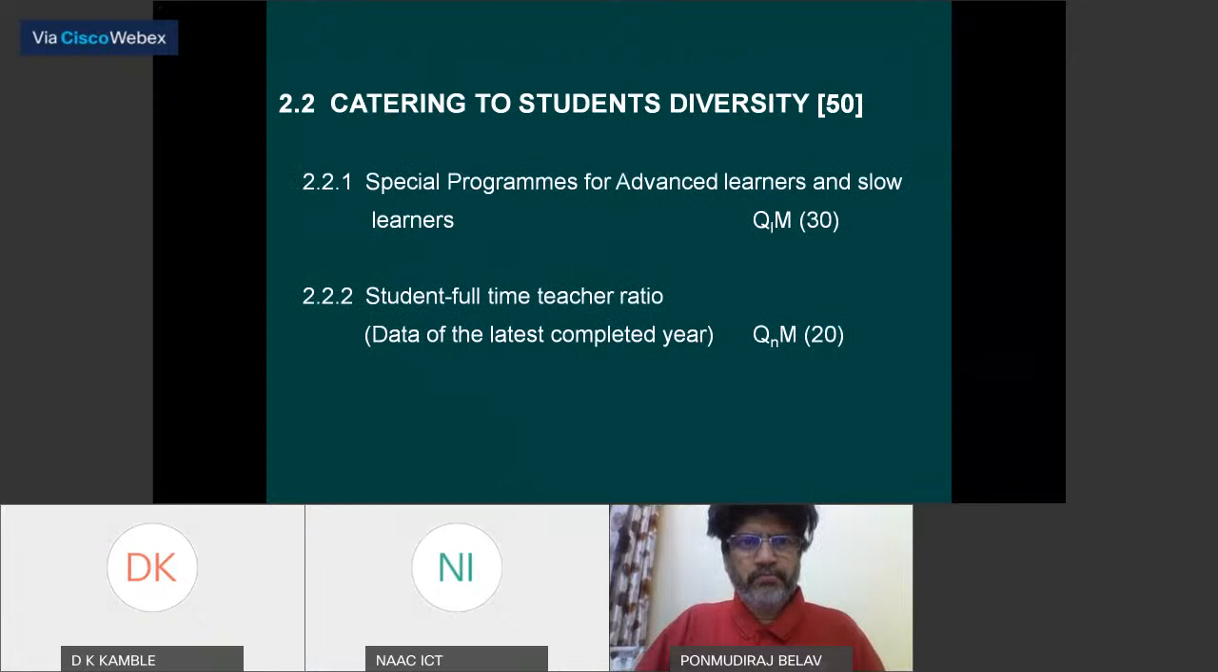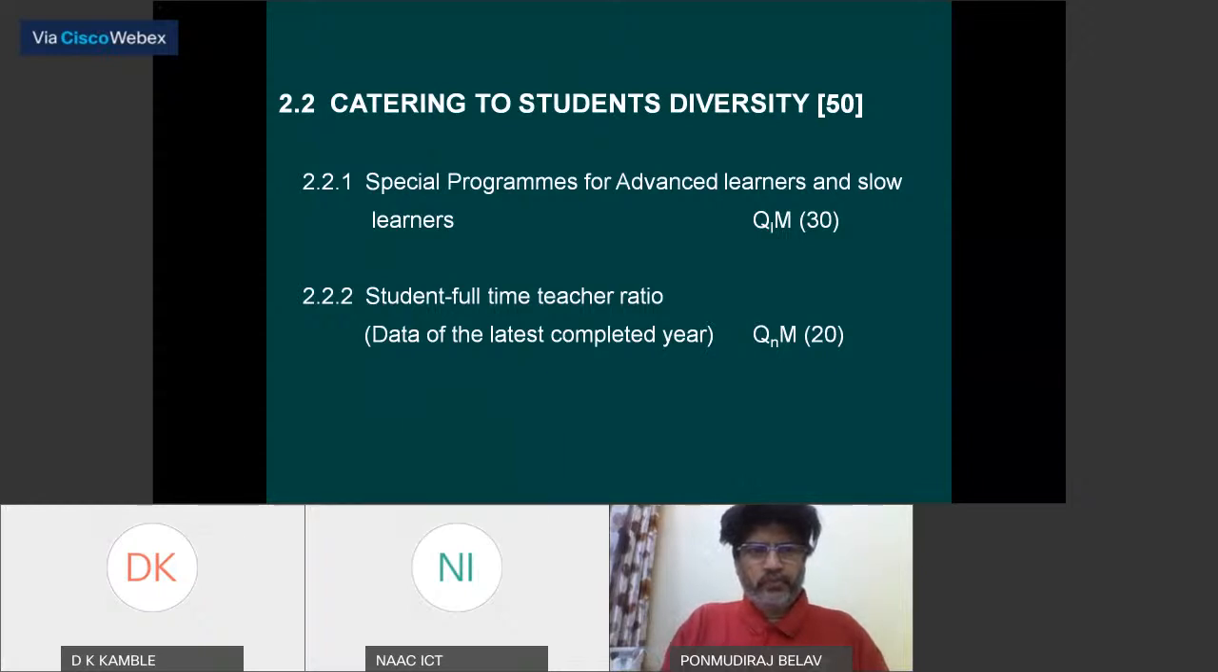Then 2.2, catering to students' diversity, for that 50 weightage is there. In that quantitative metric, the student to full-time teacher ratio. In the beginning I told you that the number of students admitted in the institution is available in the extended profile, and how many full-time teachers, that data is also available in the extended profile.